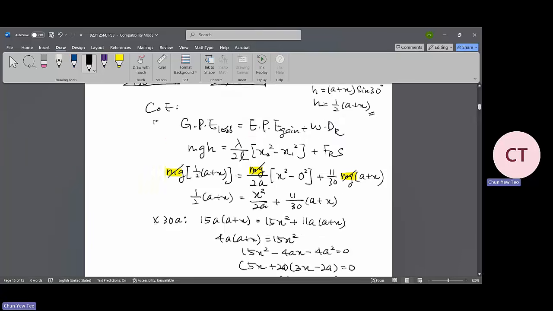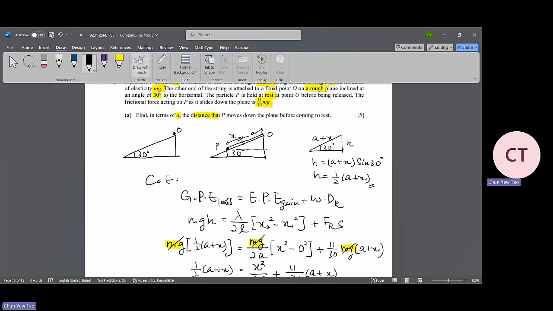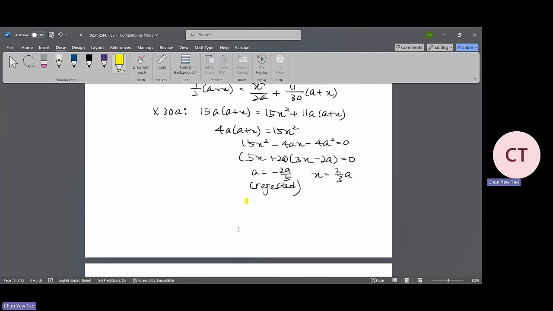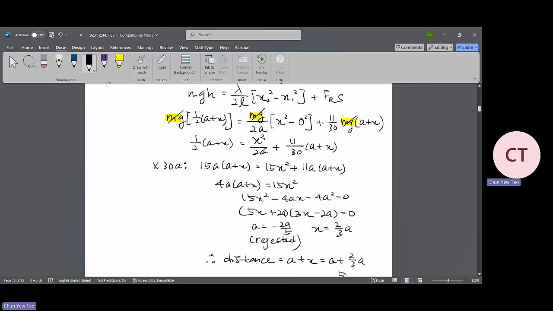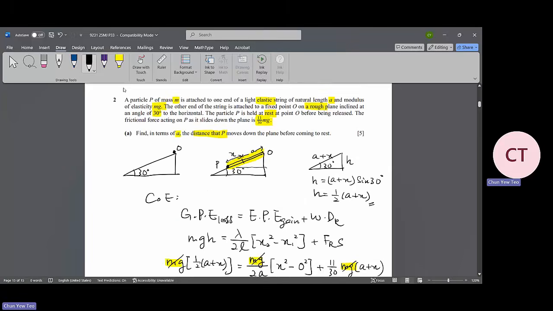Okay, but we are looking for the distance. We're looking for the whole distance from the O. Okay, distance that B moved down the plane. So the a plus x. So the distance is equal to a plus x is equal to a plus 2 over 3a. That will be equal to the 5 over 3a. Done for this question number 2 part A.